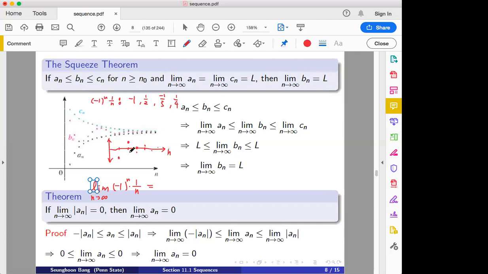So this is what happens. This is oscillating a little bit, but it approaches 0. This value approaches 0. This is the idea. Another method is I want to use the theorem.